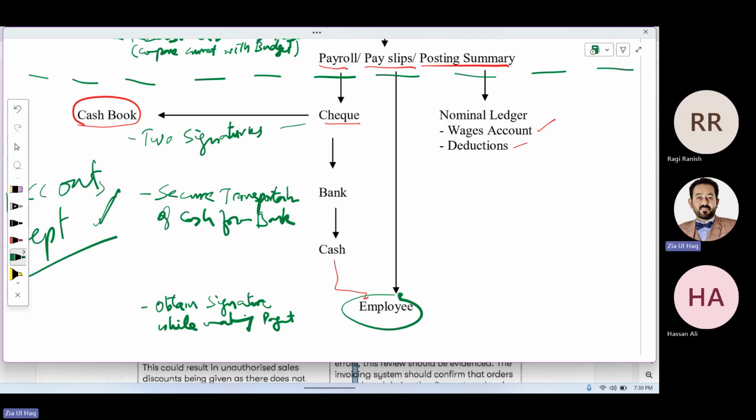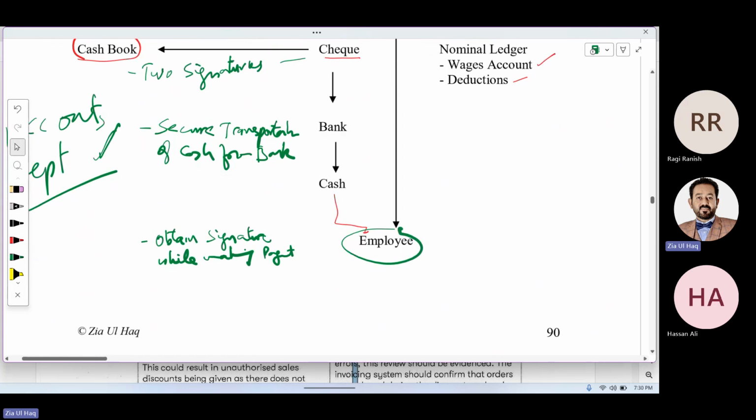Unless the check is a cross check. Okay. Because maybe laborers are not having any bank account, so you are giving them cash check, open check. But in any case, you have to obtain signature from the employees. If he hasn't deposited the check, he lost the check and says, I haven't received the check. So in that case, you have to take signature. We have provided it. Okay, that's fine. So cash transportation from bank to company should be under security. And while making payment, employee signature should be obtained.